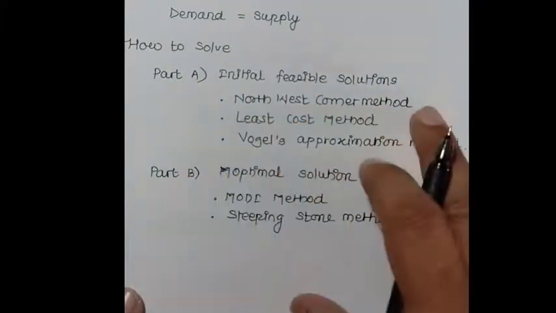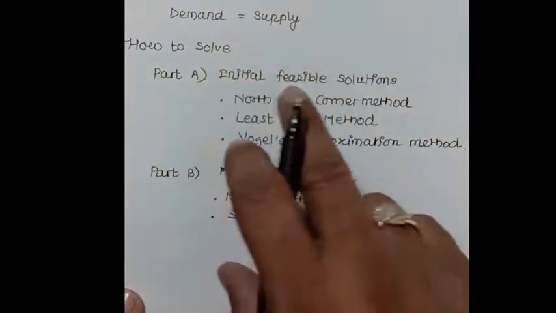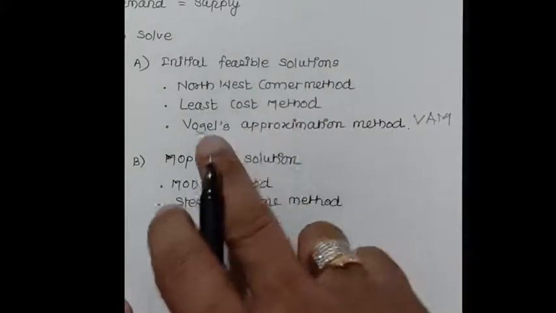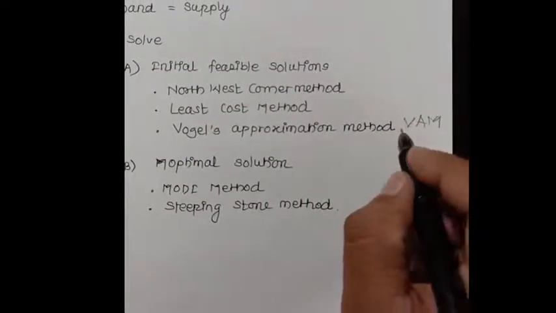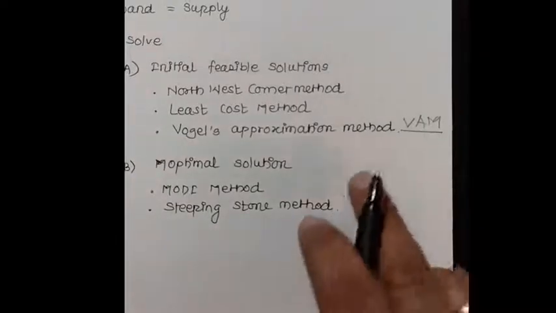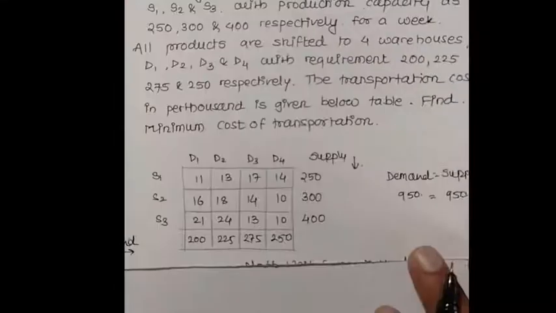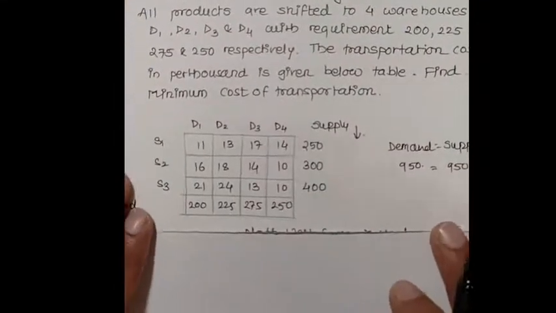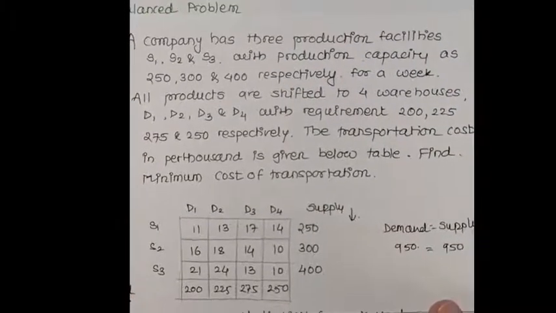In my last lectures we talked about the northwest corner method and least cost method to find the initial feasible solution. Here we are going to talk about Vogel's approximation method, that is generally called VAM, not the vampire, it is just VAM. To solve the problem with this method, I have taken again the same problem which I used for the remaining two methods.